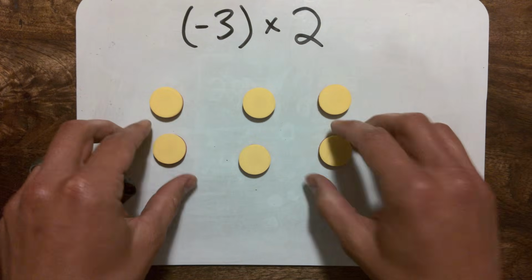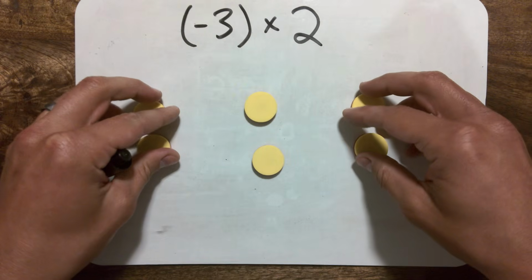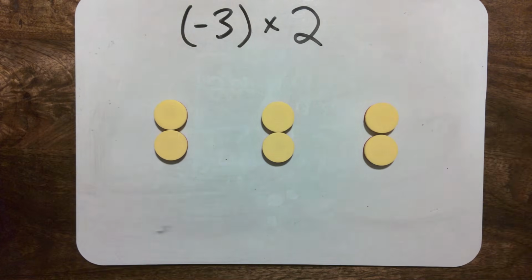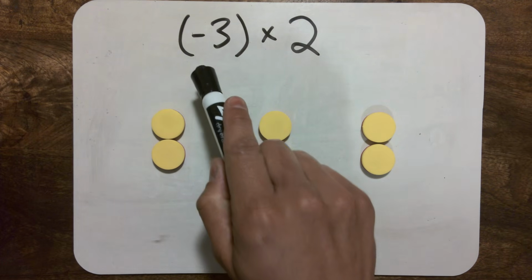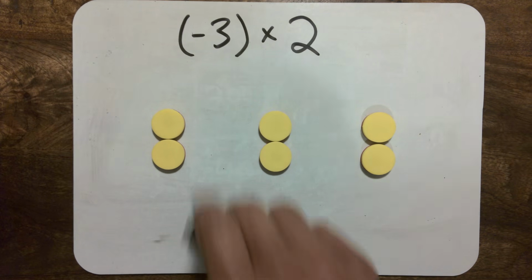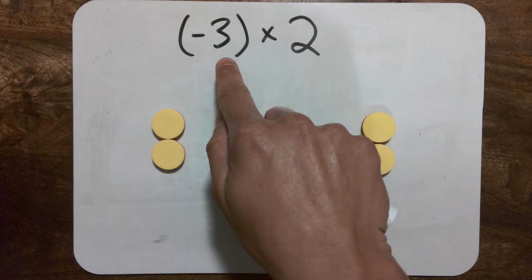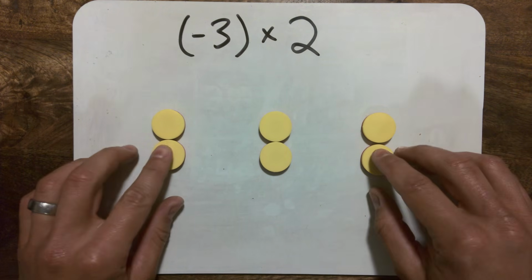So I'll move to another example. Here we have negative 3 times 2. In that group and size structure, that negative sign we're interpreting as the opposite of. So what this is telling us is that we want the opposite of 3 groups with the size of 2.